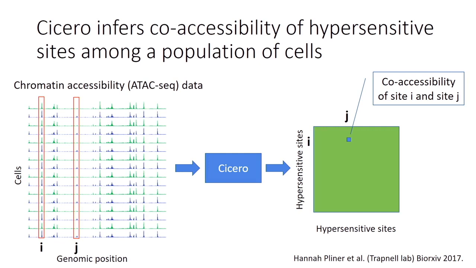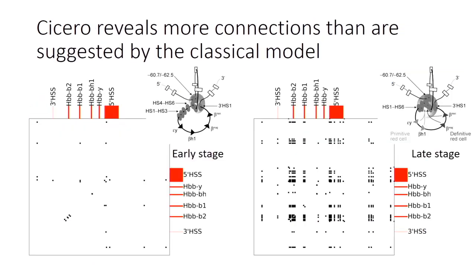But suffice it to say that the output of the Cicero model is a matrix like this, where every pair of entries in the matrix is a pair of hypersensitive sites in the genome, and you're essentially characterizing with a score the co-accessibility of those 2 sites. So the question is, can we use this matrix as input to some kind of model?